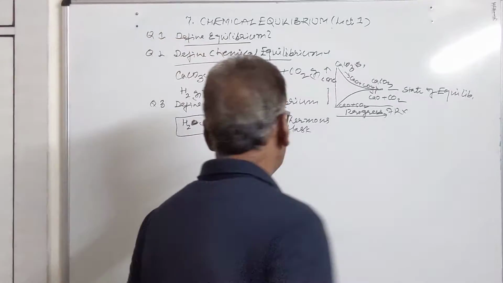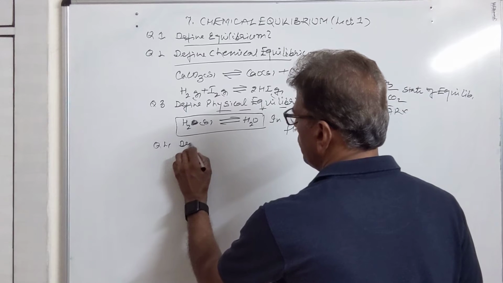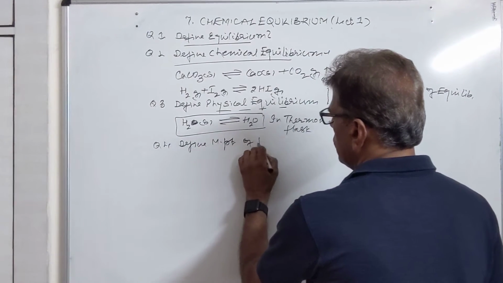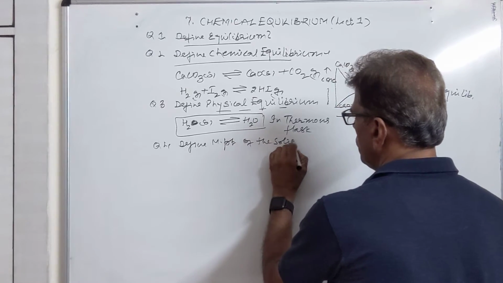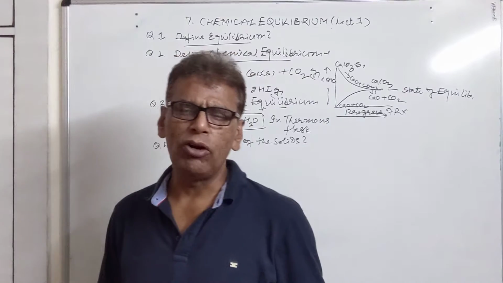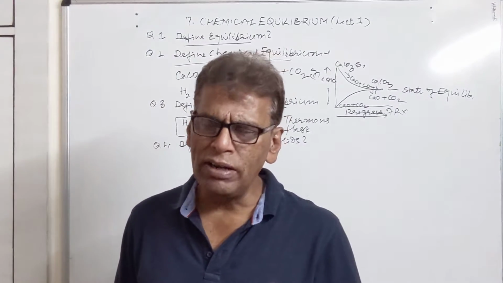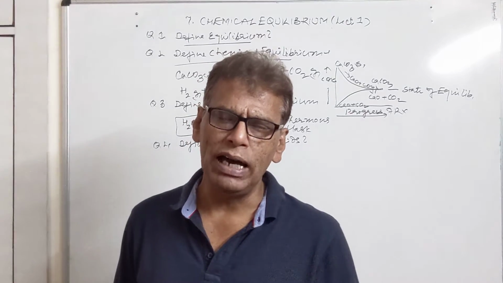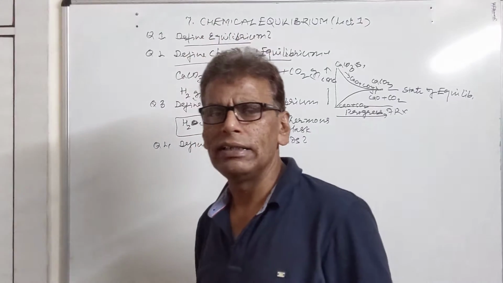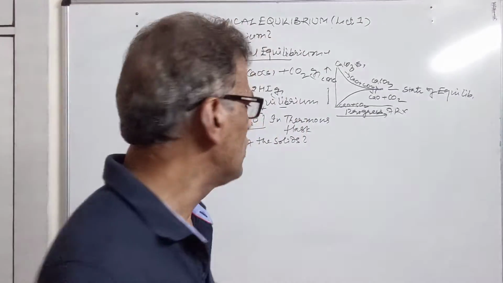Then from physical equilibrium we get the idea of the melting point of solids. It is the temperature at which the solid just starts changing into liquid, and within 1 degree the whole solid melts and changes into liquid. This is called the melting point. It is for crystalline solids only, not for amorphous solids.